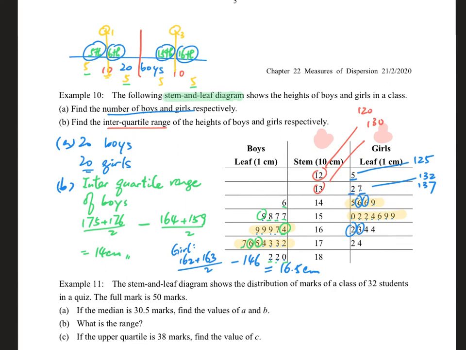So in a stem and leaf diagram, when you are going to find the interquartile range, it requires more thinking about the positions of Q1 and Q3. That's why you need to take more effort to do or understand this part.